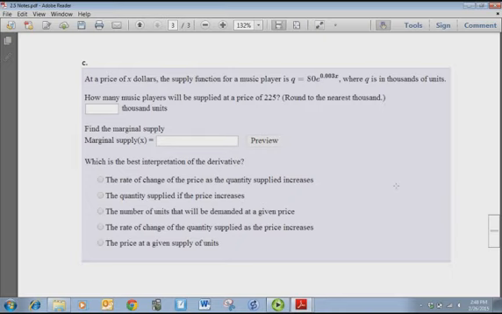So here you're just going to plug and chug. So X is the price, so we're going to plug X in, plug the 225 in for X. And you should get 157,000 units.